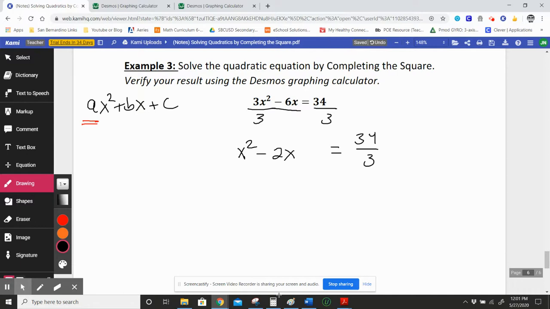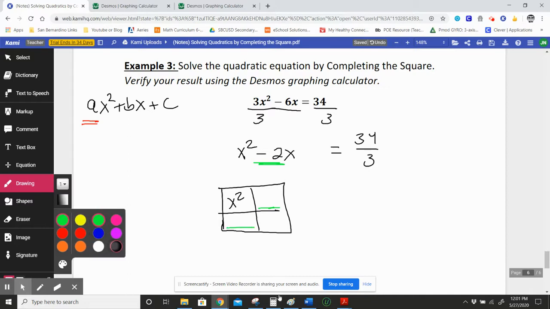Okay, now the next thing we need to do is complete the perfect square on the left-hand side, because now everything on the left-hand side has an x, and everything on the right-hand side has already been moved for me. So now I can actually complete the square. Same steps, I'm going to go ahead and draw that box. On the top left, I'm going to put the x squared. In the diagonals, I'm going to take that number, divide it by 2 and put it on each side of the diagonal. In this case, that will be a negative 1x or negative x, same as the last problem.